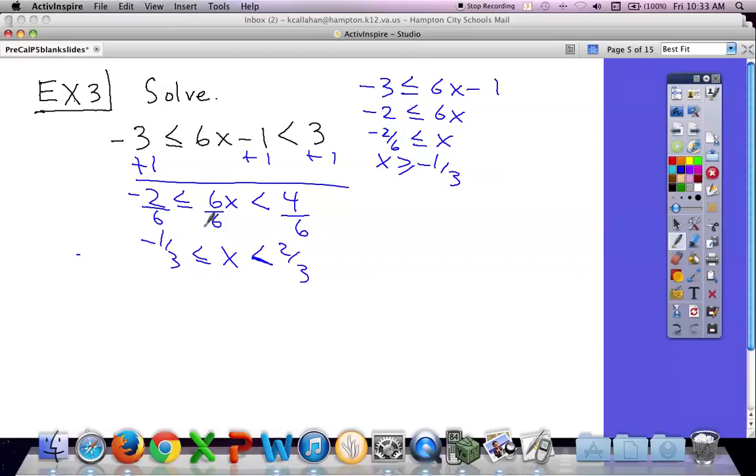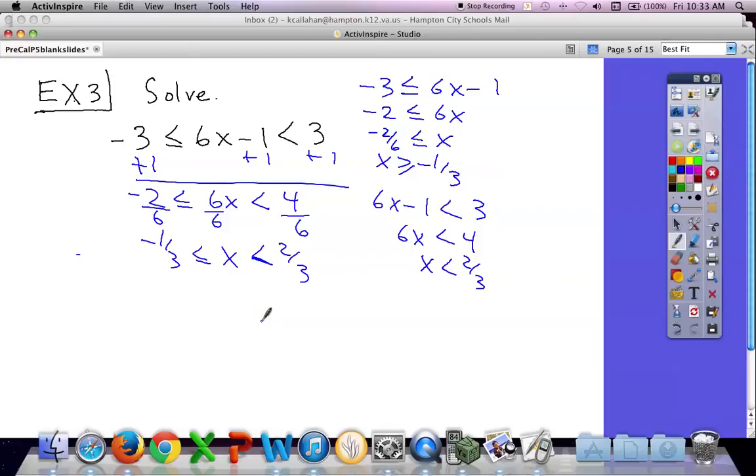Okay, the other part would be 6x minus 1 is less than 3. So 6x is less than 4. X is less than 4 over 6, which is 2/3.